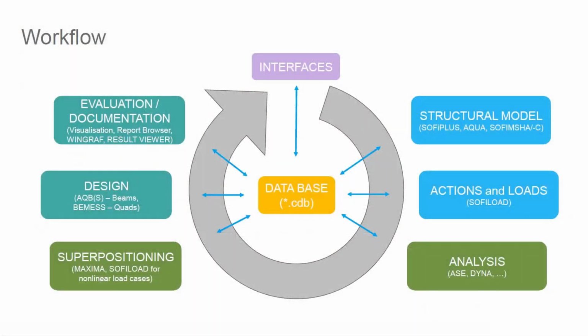SOFiSTiK is a modular software, but based on a central database called CDB. Those modules can be accessed with provided graphic user interfaces as well as using text input. We distinguish four main scopes, starting from the right. The preprocessing contains the structural model, actions and loads. The processing is the analysis and superpositioning. The post-processing is divided in two parts, design, evaluation and documentation, and of course interfaces. All of those are connected bidirectionally to the database.